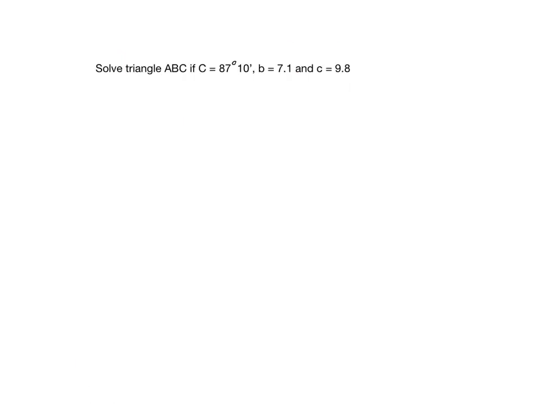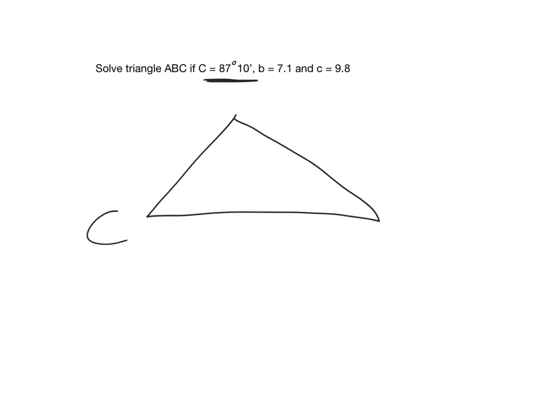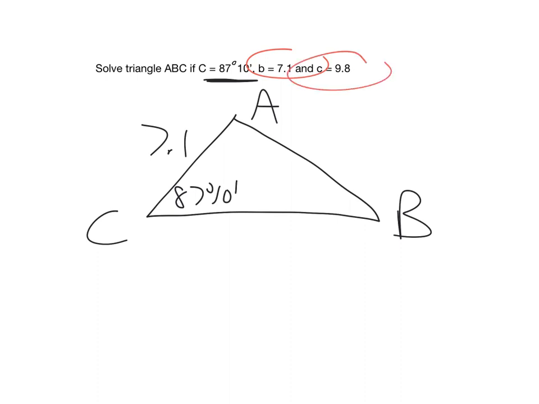Our second problem has us solving a triangle. So here I have triangle ABC. Looks like they're giving me one angle, and the angle is not a right angle, so I'm going to label angle C, 87 degrees and 10 minutes. Side B, so I find angle B and I go to the side opposite. That's going to be 7.1. And I'm given side C, so I go to the side opposite angle C, and I label that as 9.8.